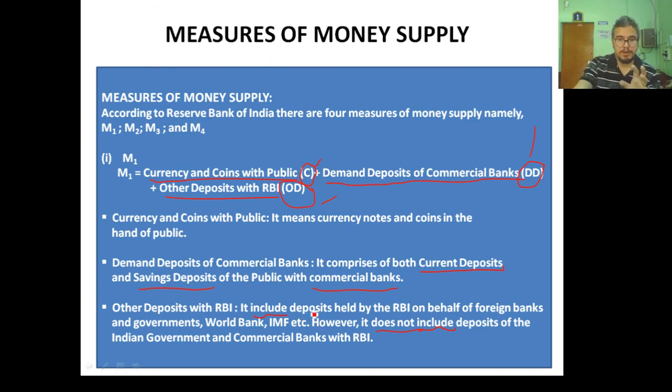Okay, here what is being included is the money deposited by foreign banks and governments. If foreign governments or foreign banks are depositing money in RBI, then it will be included in other deposits with RBI. Not only foreign banks or foreign governments, but also international institutions like World Bank, IMF, International Monetary Fund, Asian Development Bank, etc. If they are depositing their money in RBI, then it will be included in other deposits.